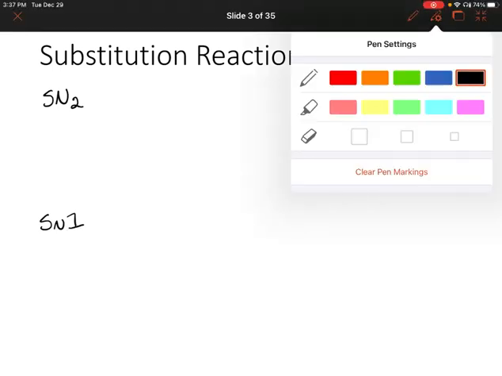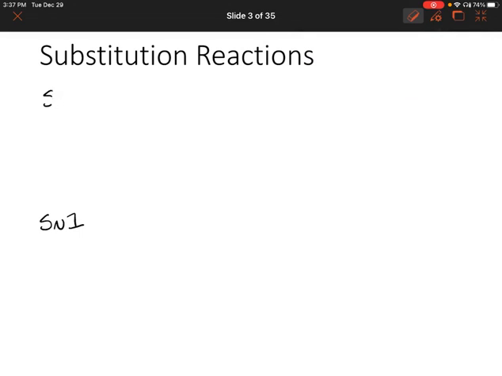I'm not sure why I wrote the 2 as a subscript. There we go. So remember the numbers in our substitution reactions here, those refer to the order of the reaction. So SN2 means we have a second order reaction. So if we write the rate law, that is equal to a rate constant k times the concentration of a substrate, which I'll just abbreviate sub, multiplied by the concentration of the nucleophile, which I'll abbreviate Nu.